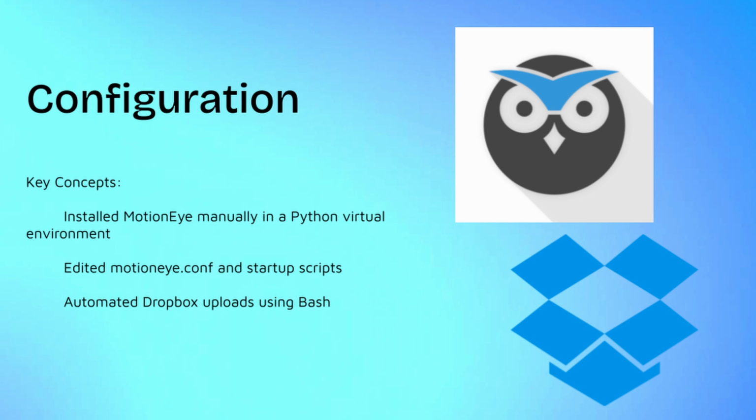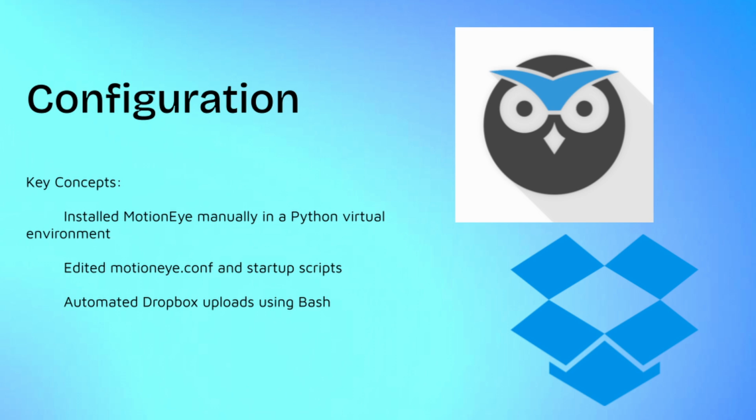Next, configuration. This is where the system really came to life. I installed MotionEye manually in a Python virtual environment, which helped isolate its dependencies from the global system Python. I modified motioneye.conf to set paths, enable the web UI, and configure motion detection behavior.